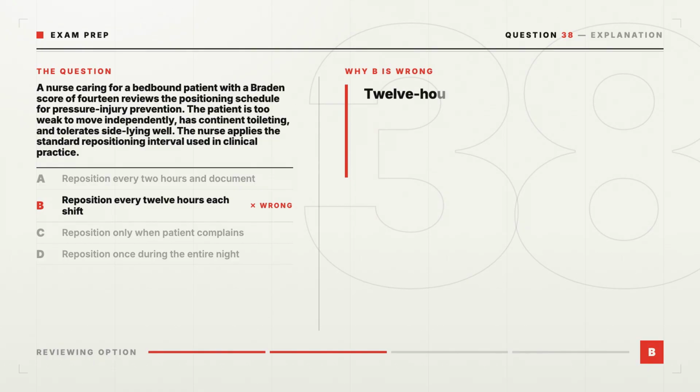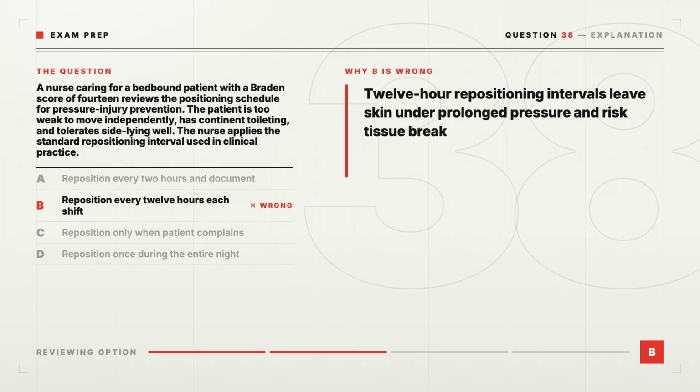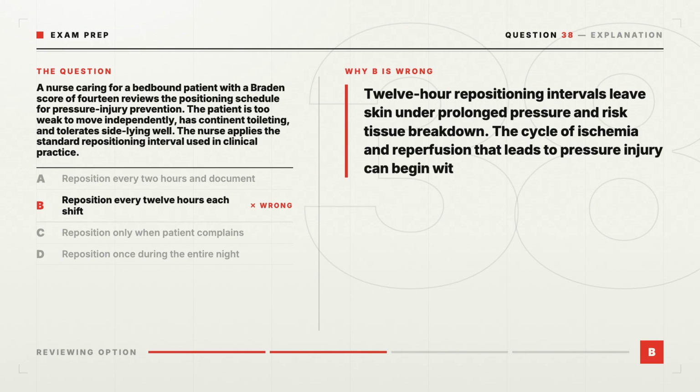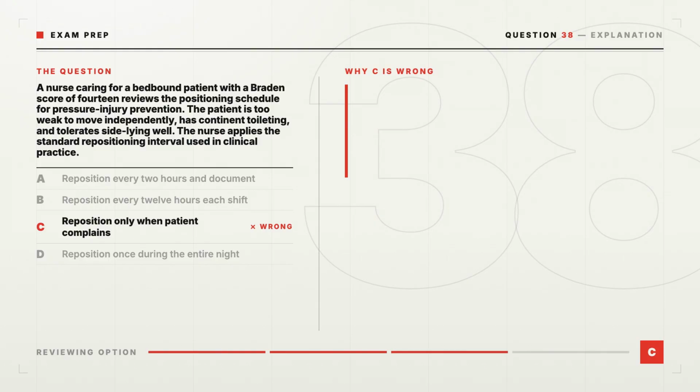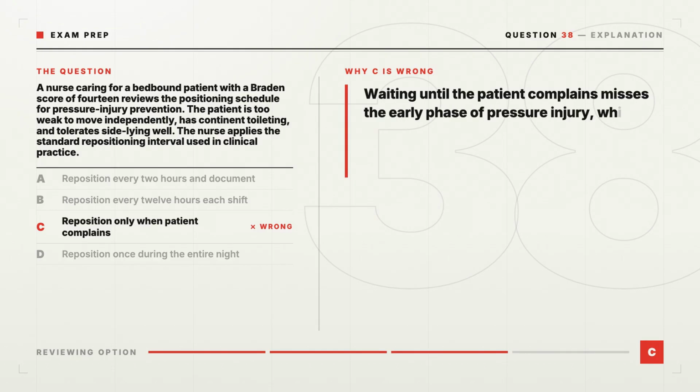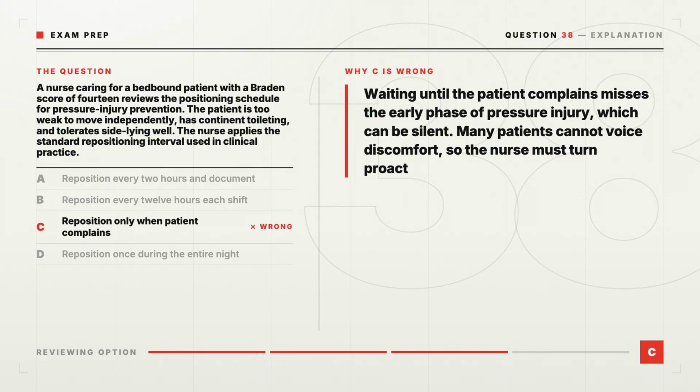B is wrong because 12-hour repositioning intervals leave skin under prolonged pressure and risk tissue breakdown. The cycle of ischemia and reperfusion that leads to pressure injury can begin within hours, so longer intervals are unsafe. C is wrong because waiting until the patient complains misses the early phase of pressure injury, which can be silent. Many patients cannot voice discomfort, so the nurse must turn proactively rather than reactively in this situation.